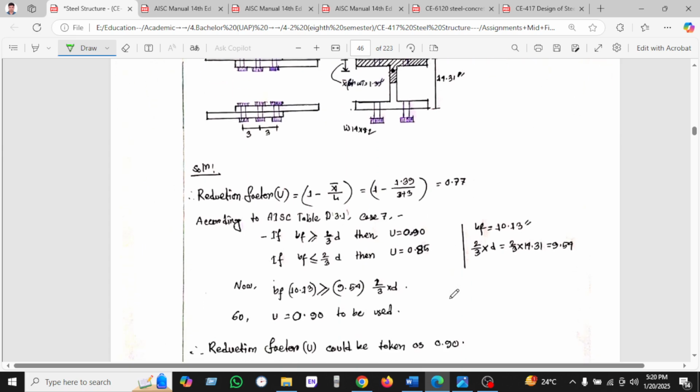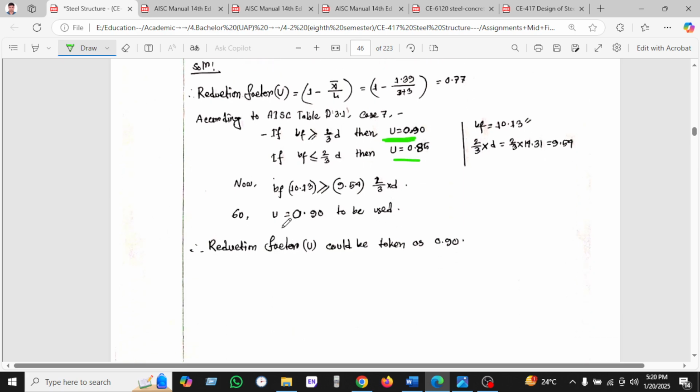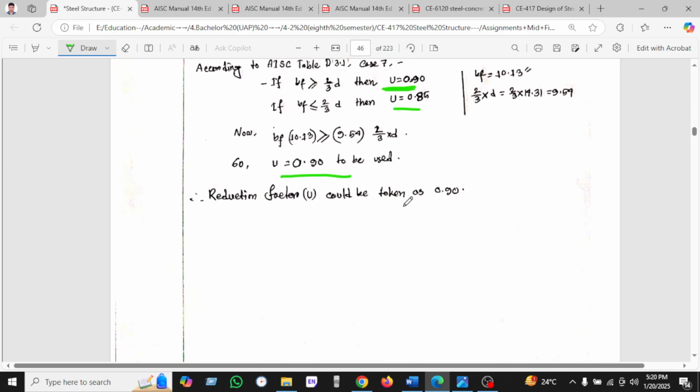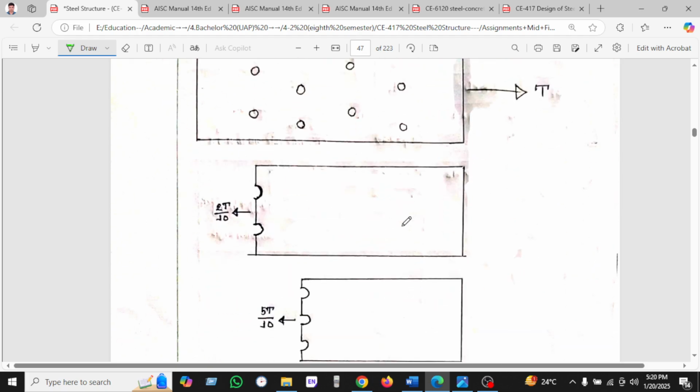According to the SCI table, we have seen that if bf is greater than 2/3 d, we use U equal to 0.90. If bf is less than 2/3 of d, then we will use U equal to 0.85. Our bf equals 10, and d we found 14.31, so two thirds of d is 9.81. So bf is greater than 9.81, so we will use U equal to 0.90. Okay, so 0.90 will be used, and the reduction factor is 0.90. This is the answer.